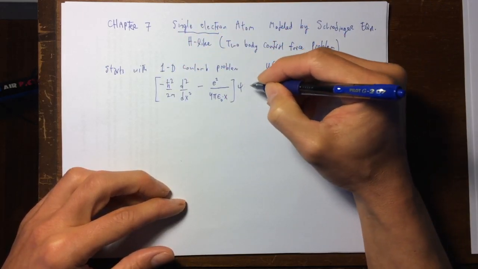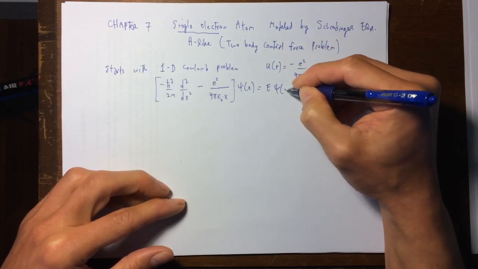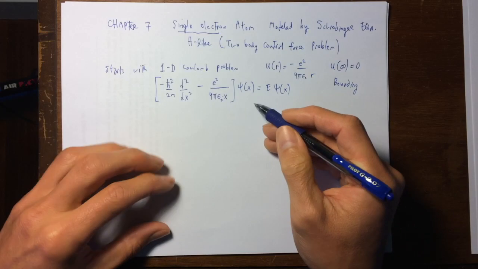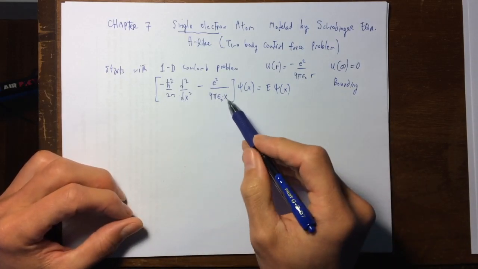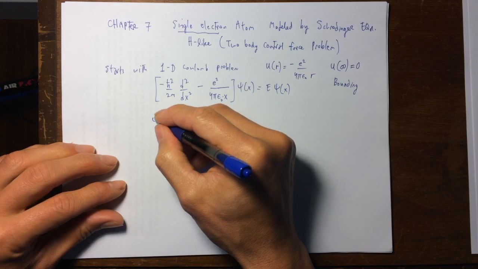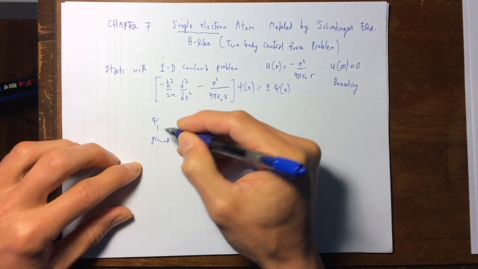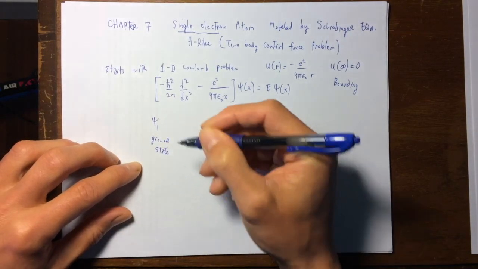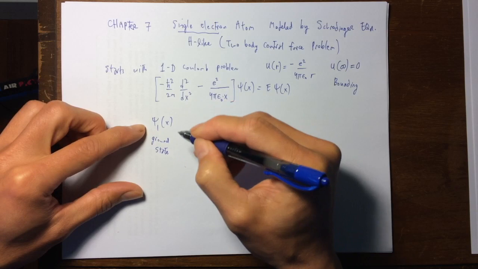is acting upon psi of x, and Schrodinger's equation models it this way. You can try to solve this differential equation. It's kind of strange because of that 1 over x business in the potential. But the book shows you that the ground state, this particular function, works.